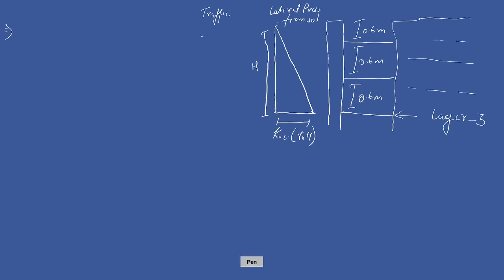Now let's check the traffic loading. We know the traffic loading has a profile like this. The magnitude is given as Ka times P, where P is the traffic loading applied at the top. So the trick part is here. Now tell me, should I consider this whole area while evaluating the tensile force in this?